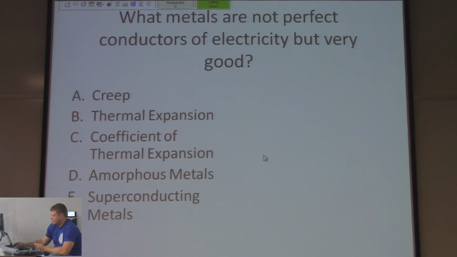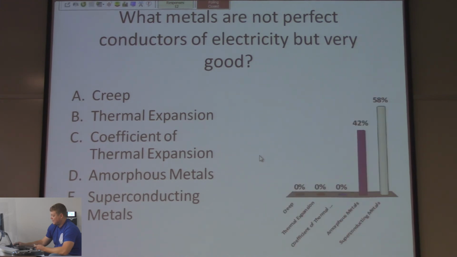What metals are not perfect conductors of electricity, but very good? I guess that did make sense. Creep, thermal expansion, coefficient of thermal expansion, amorphous metals or superconducting metals. That's surprising. Superconducting metals. What are the metals that were in the notes? Silver, copper, aluminum.